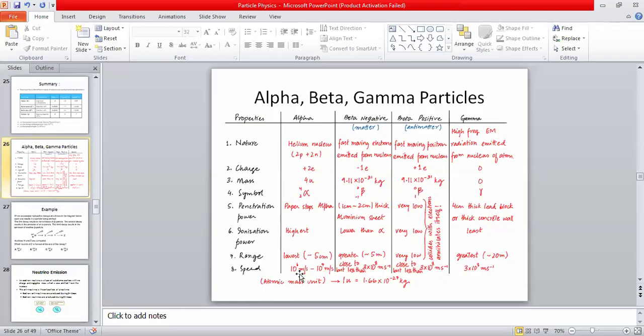And last is the speed. Alpha particle has a speed of around 10 power 6 to 10 power 7 meter per second, whereas the speed of beta particles is near to 3 into 10 power 8. The gamma particles have a speed of 3 into 10 raised power 8 meter per second, and this speed is equivalent to the speed of light. So gamma particles are electromagnetic waves, and all electromagnetic waves move with the speed of light. Is this comparison fine? You can just learn them out, keeping the things in mind.